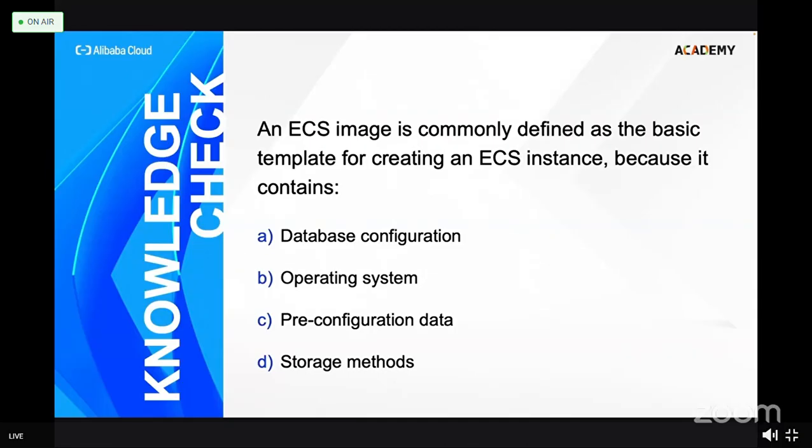Let me open the answer now. We are getting some answers. Let's see. The right answer is operating system and the pre-configured data. So this is the correct answer. If you want to define the ECS image, it will have the operating system and also the pre-configuration data all inside. So when you load it, it will come along with the OS and the pre-configured data.